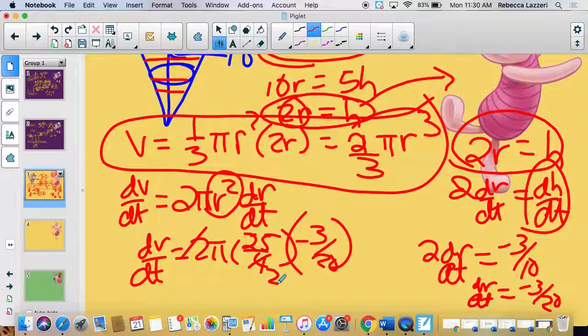-75 over 20. What was the answer? 5 goes into this, 5, 4. Is it -15 pi over 8? Yes. Alright, -15 pi over 8, and always put your units of measurement. This is a dV/dt, and so it was cubic, so centimeters cubed per hour. Always put your units of measurement. It's another big deal.